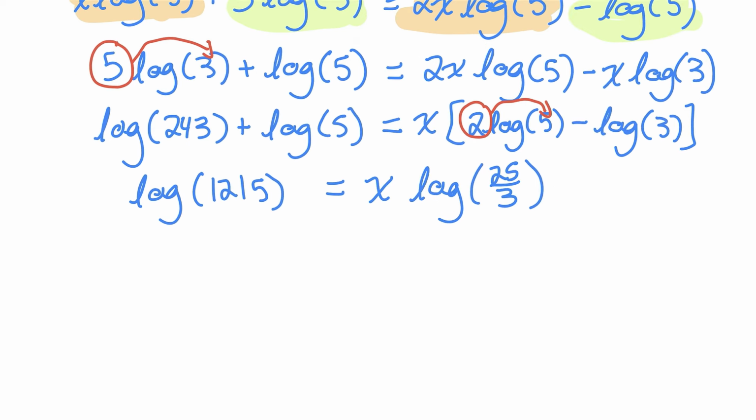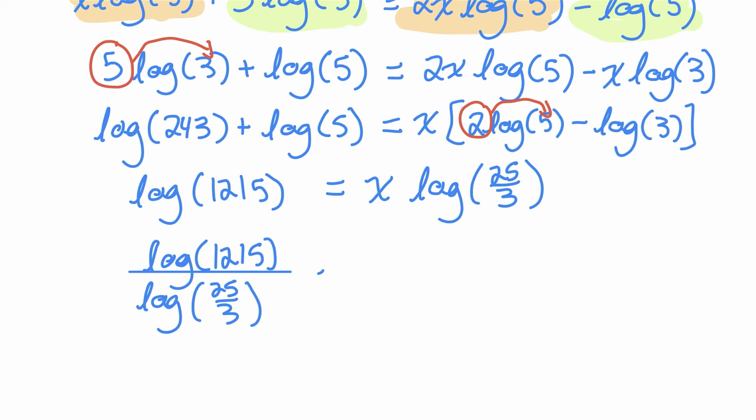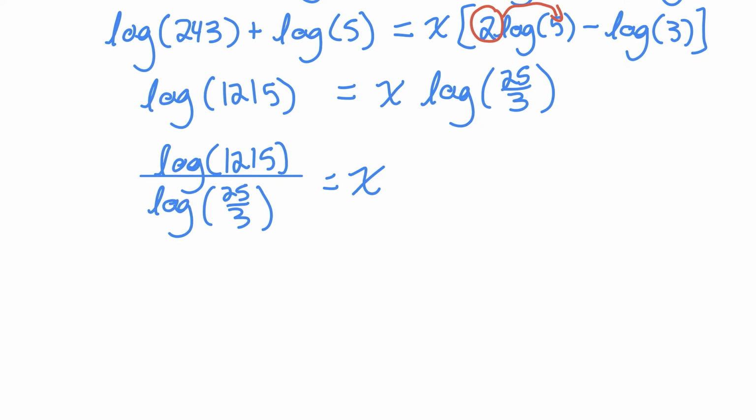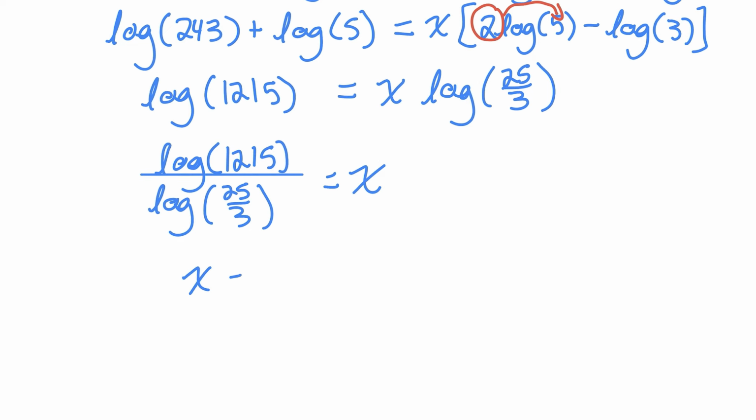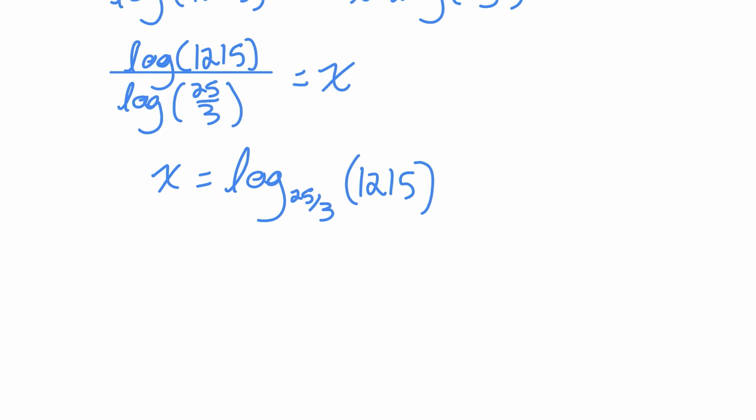And now to isolate the x, I just have to divide both sides by log of 25 over 3. So I'd have log of 1215 divided by log of 25 over 3 equals x. I might as well combine those two logs into a single logarithm using the change of base formula, which tells me those would equal log base 25 over 3 of 1215. That's the exact answer to this question. If we want an approximate answer, we could use a calculator to evaluate that. And I get about 3.35.